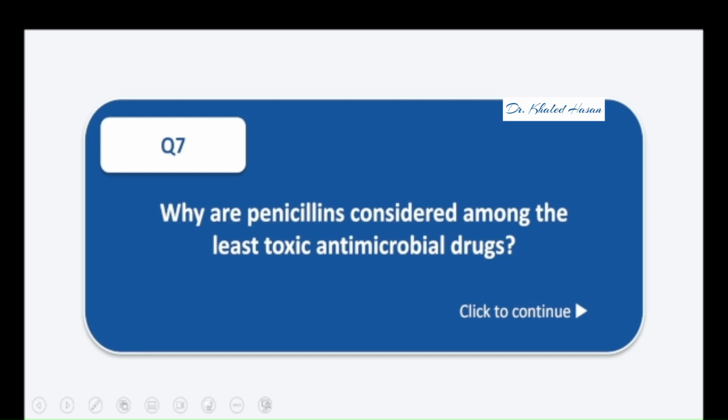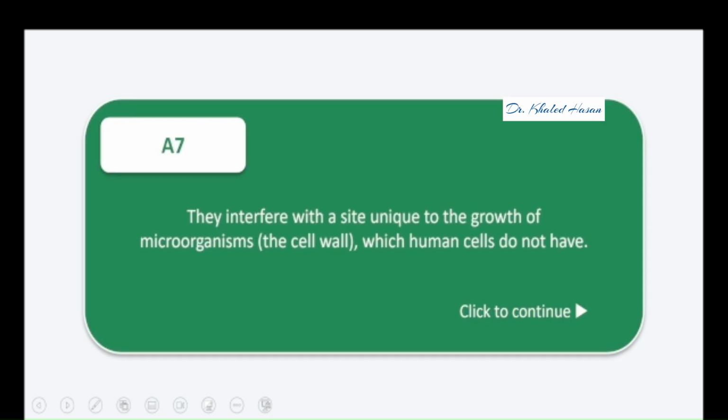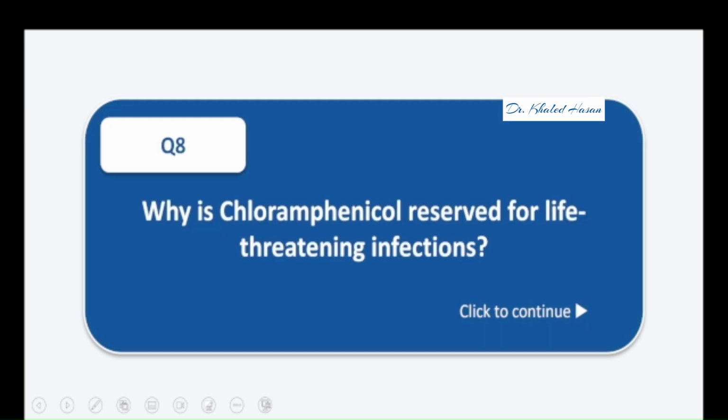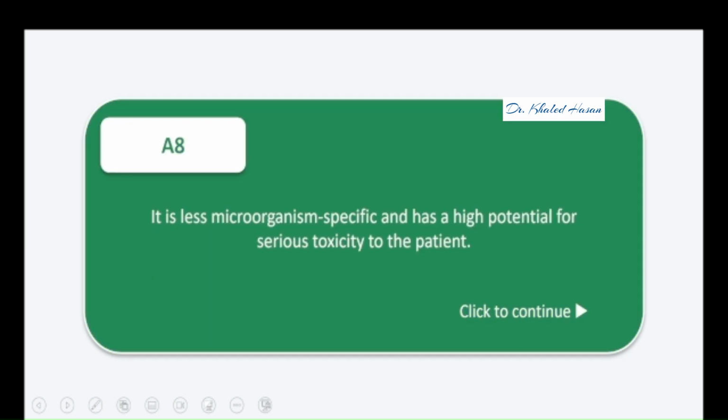Why are penicillins considered among the least toxic antimicrobial drugs? Because they interfere with the site unique to the growth of microorganisms, the cell wall, which humans do not have. Why is chloramphenicol reserved for life-threatening infections? It is less microorganism specific and has high potential of serious toxicity to the patient.